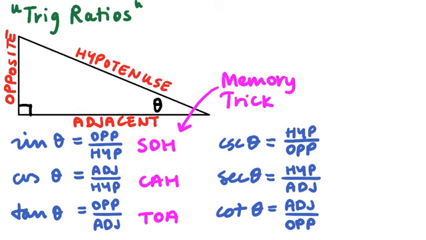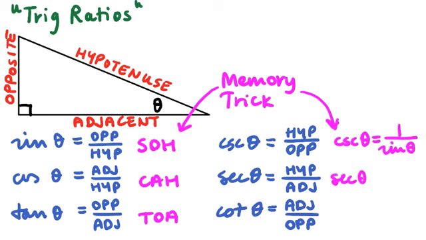So really, the memory trick I'll give you is actually one of the reciprocal identities for secant, cosecant, and cotangent. It's just a fact that's always true, that cosecant of an angle is equal to 1 over the sine of that angle. That secant is equal to 1 over cosine. And that cotangent is equal to 1 over tangent. So I think we're kind of ready to put this into use.